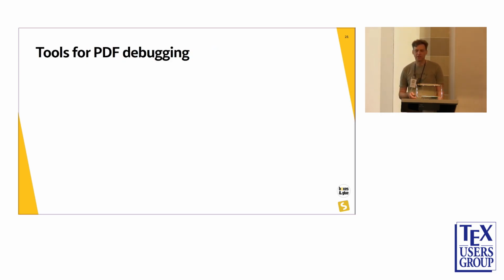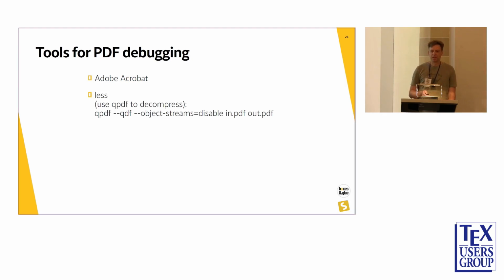Tools for PDF debugging. As I said before, I use mostly Adobe Acrobat to check for errors. But sometimes I open the PDF in the text editor or read it with less, because it's a plain text file. And you can just ignore the binary data. You might have to decompress it first if you're looking at PDFs which are compressed. But you can do this with QPDF. And opening it in a text editor is very good to read.